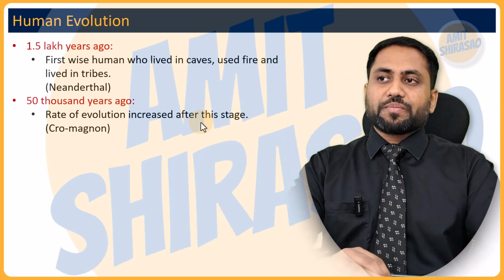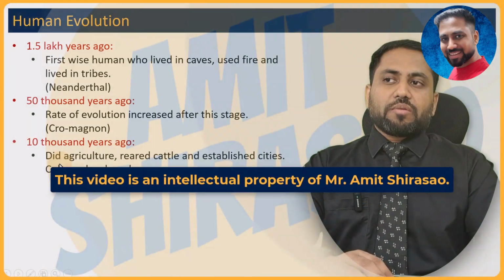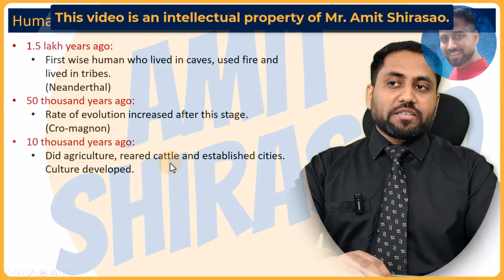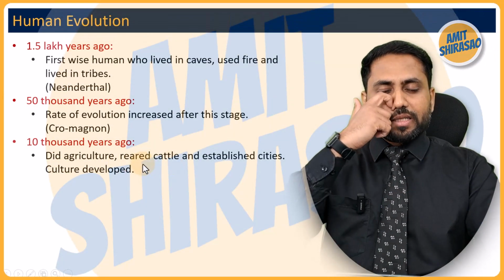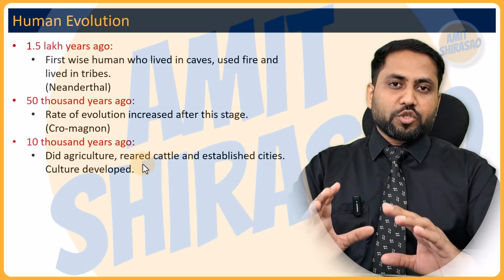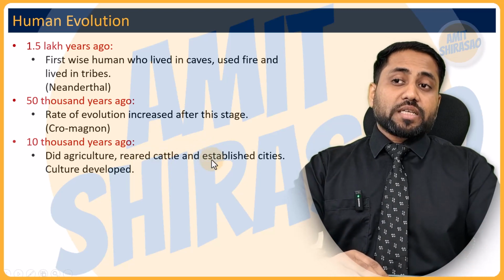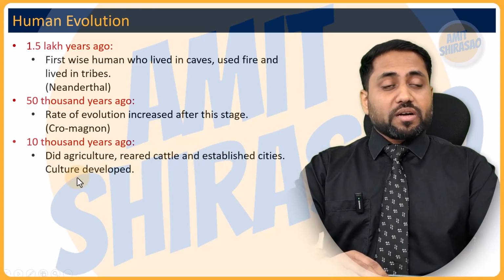Evolution of human beings increased a lot. 10,000 years ago, we did agriculture, reared cattle. Reared cattle means rear, that is palna, that is bhed palan, pashu palan. That is called rearing cattle. And established cities. Culture developed.